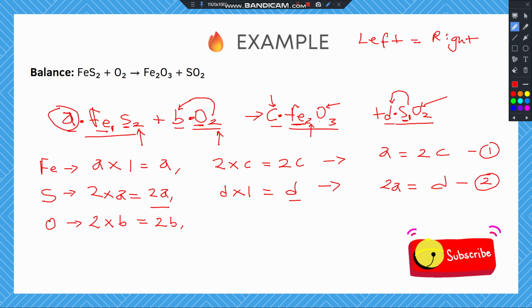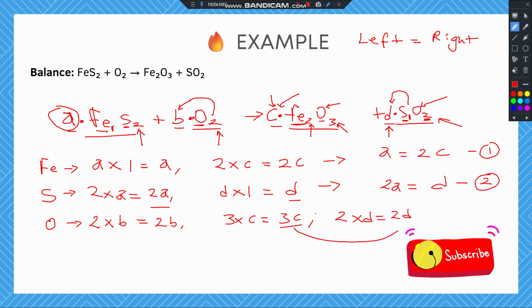So for the first occurrence of oxygen, it has a subscript of 3 identified here and a coefficient represented by the letter C. So that tells us that we have 3 multiplied by C, which gives us 3C. And then the second appearance of oxygen shows us that it has a subscript of 2 identified here and a coefficient that is represented by the letter D. So that tells us that the number of atoms of oxygen we have in the second appearance is 2 multiplied by D, which gives 2D. So we have 3C plus 2D because they are both on the right hand side.